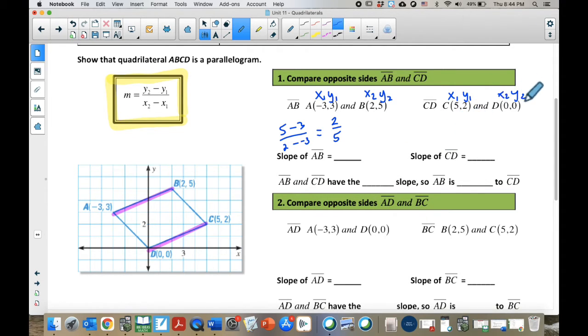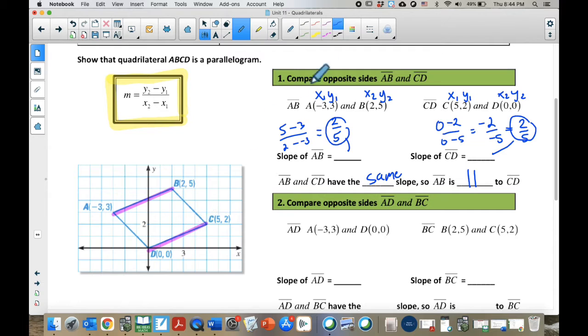We're doing the same thing over here. y2 minus y1 is 0 minus 2. x2 minus x1 is 0 minus 5. That comes out to be negative 2 over negative 5. Now, are those the same? Well, actually they are, because remember, a negative divided by a negative comes out to be a positive. So they're both 2/5, and so they have the same slope. So AB is parallel to CD. I didn't put it in the answer blank, but this 2/5 goes here, and this 2/5 goes here. Okay, so those two are parallel.